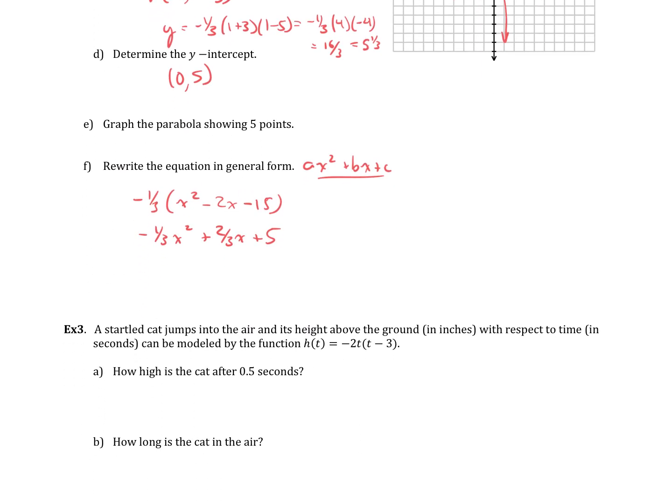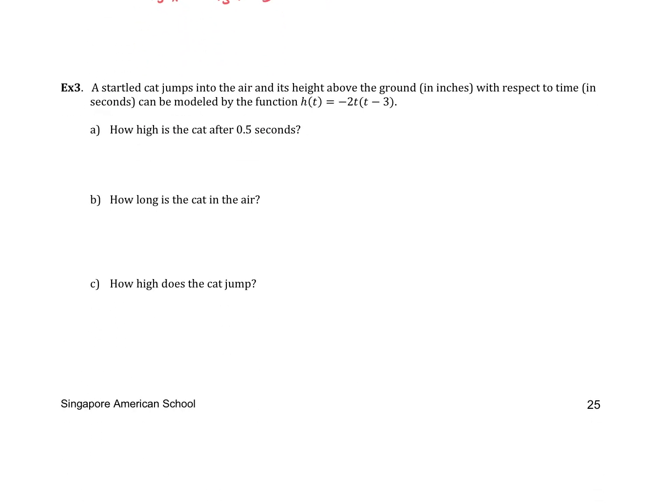Okay. Startled cat jumps into the... Oh, yeah, this is a funny problem. I remember this from last year. Okay. How high is the cat for 0.5 seconds? Well, all we do there is we put in 0.5 for t. Negative 2 times 0.5 times 0.5 minus 3. That's just going to be negative 1 times negative 2.5, which is positive 2.5. And this is in what? Oh, inches. Half a second after the jump. Okay, that seems reasonable. How long is the cat in the air?